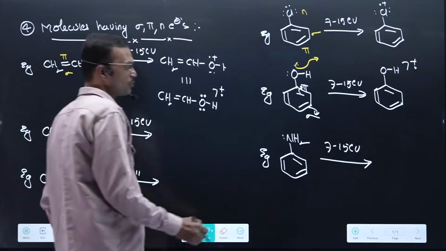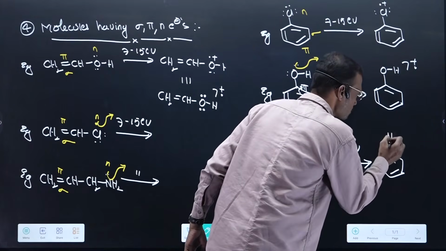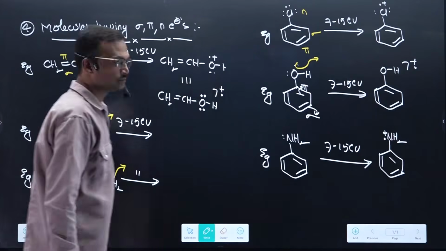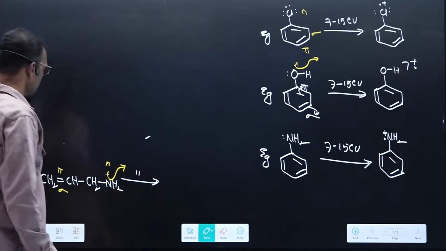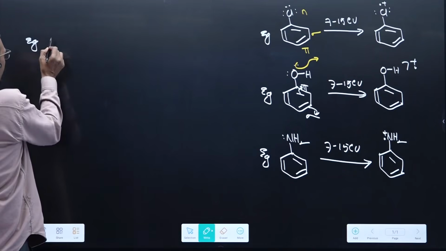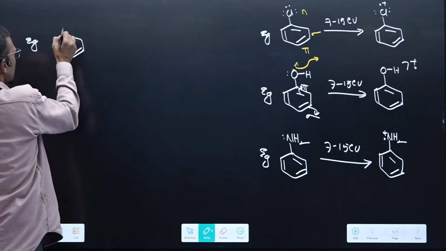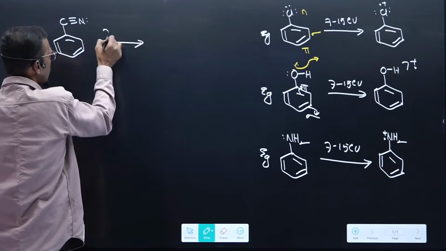Can I remove an electron from nitrogen or not? If I remove an electron from nitrogen, I will get the NH2 radical cation like this. See here, a carbon-nitrogen triple bond is present. So where will you remove the electron?